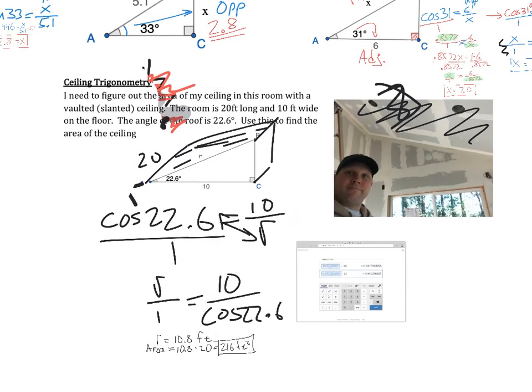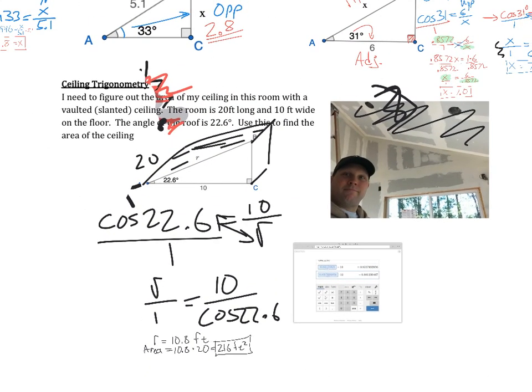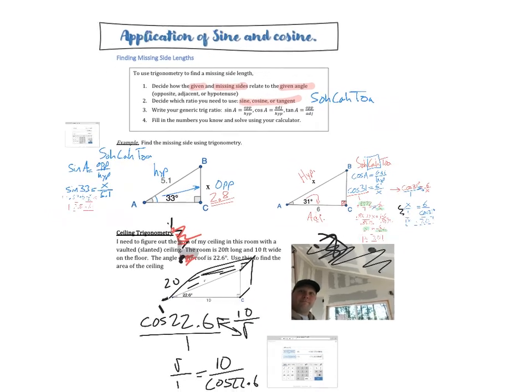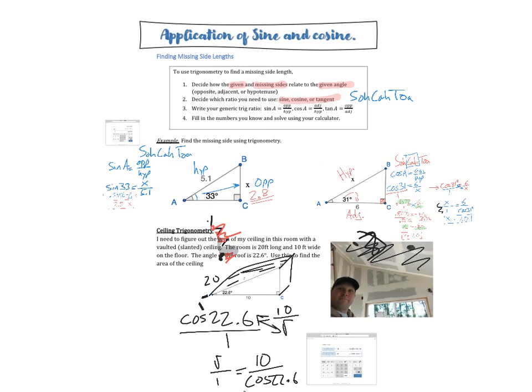So anyways, that's the idea. There you have it. To use sine, cosine, and tangent, decide what sides you have and what sides you're looking for, choose the right ratio, SOHCAHTOA, and you can find those missing sides. All right. Good luck. Keep it up.